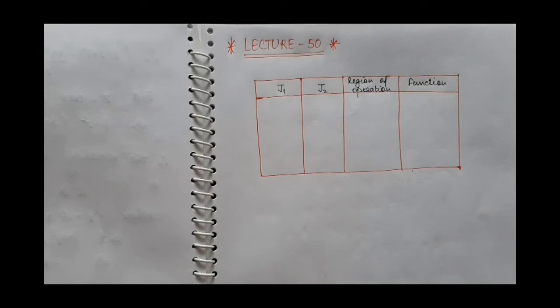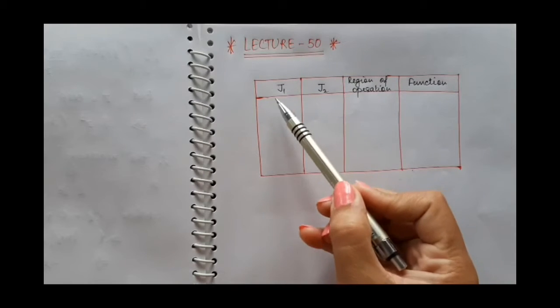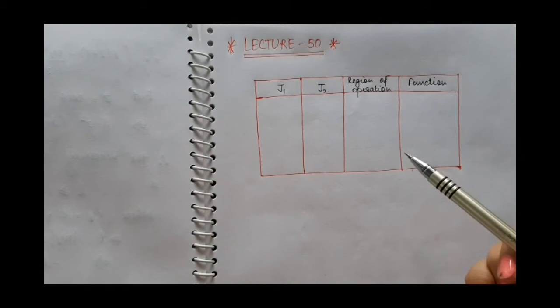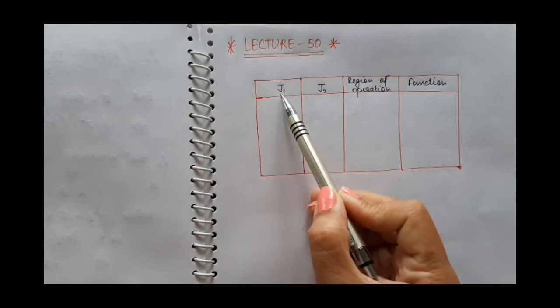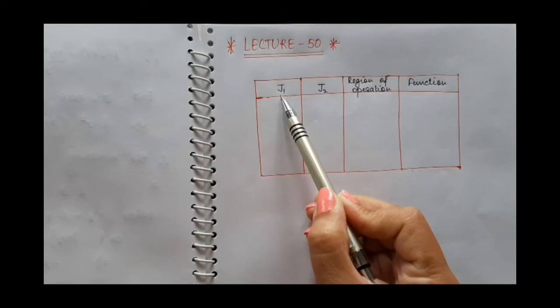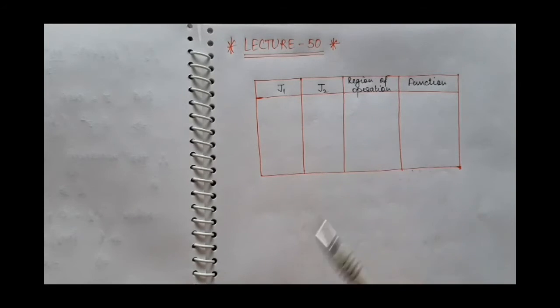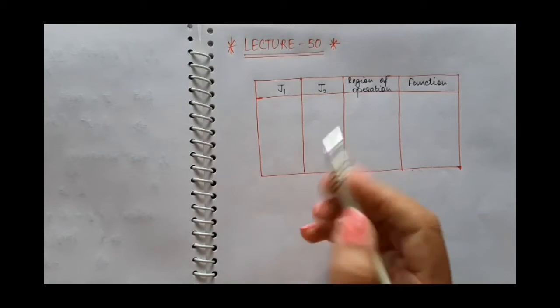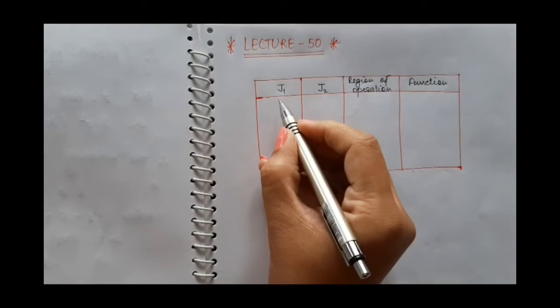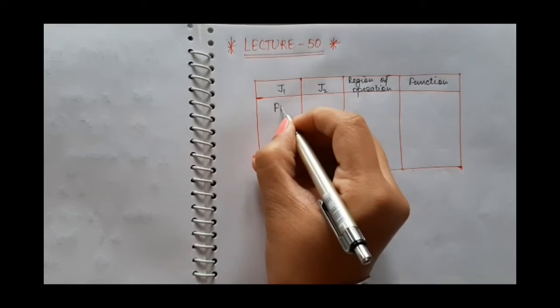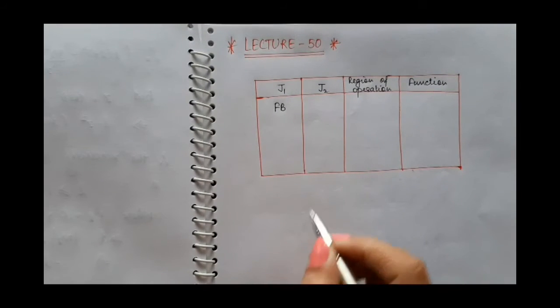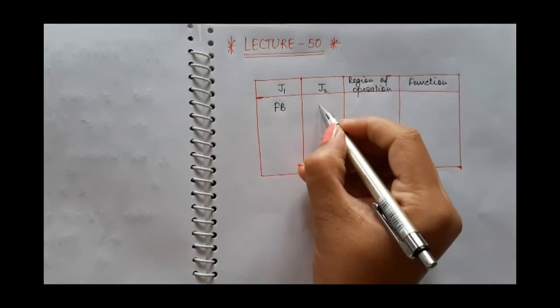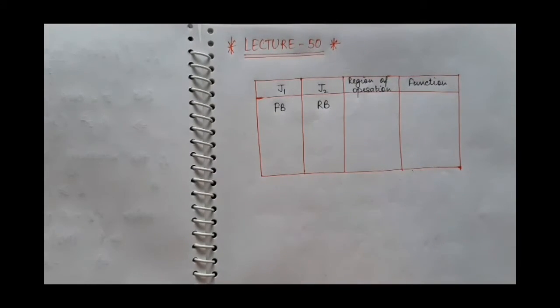We have already discussed this, but now we will study it in tabular form. What are the possibilities of these two junctions J1 and J2 in a transistor? What are the possibilities of biasing? In the first case, suppose J1, the emitter base junction, is forward biased, and the junction J2, the collector base junction, is reverse biased. We have already studied this.